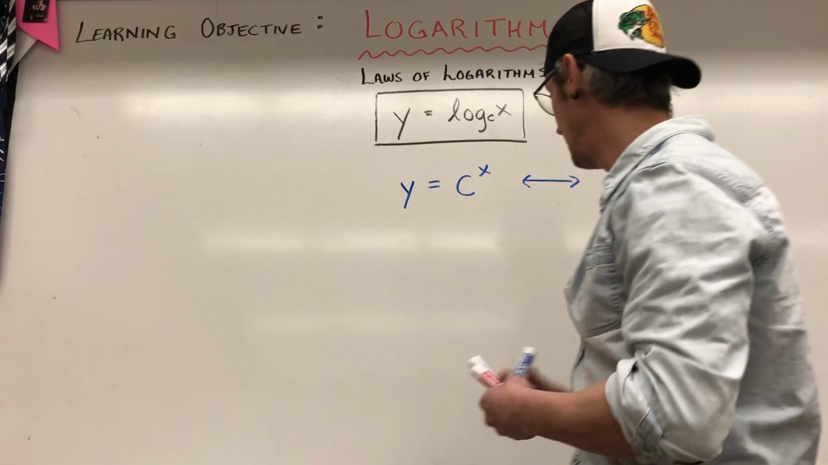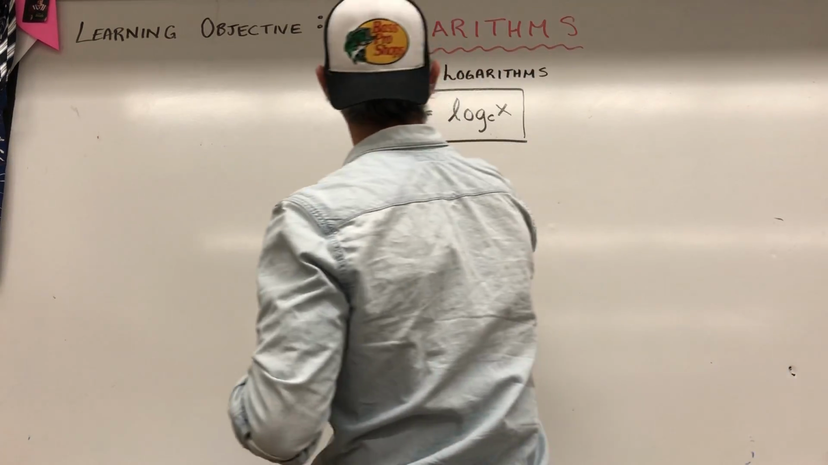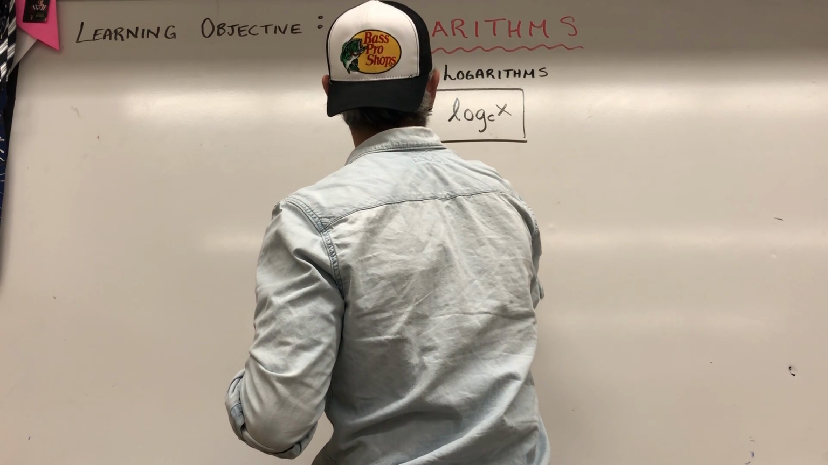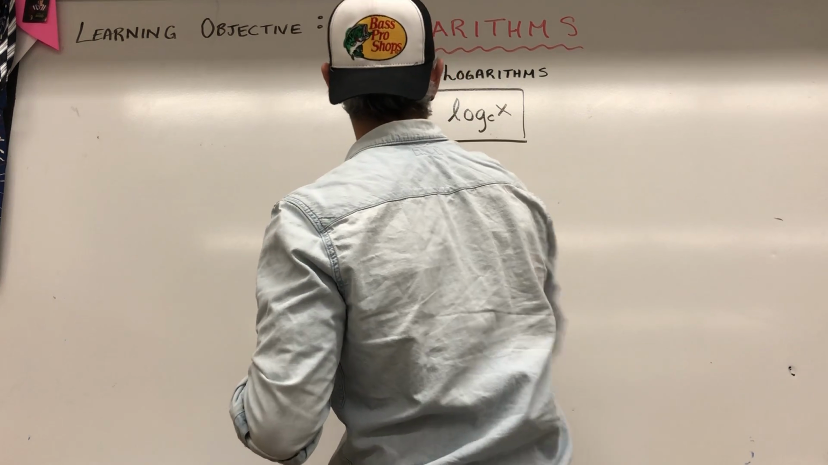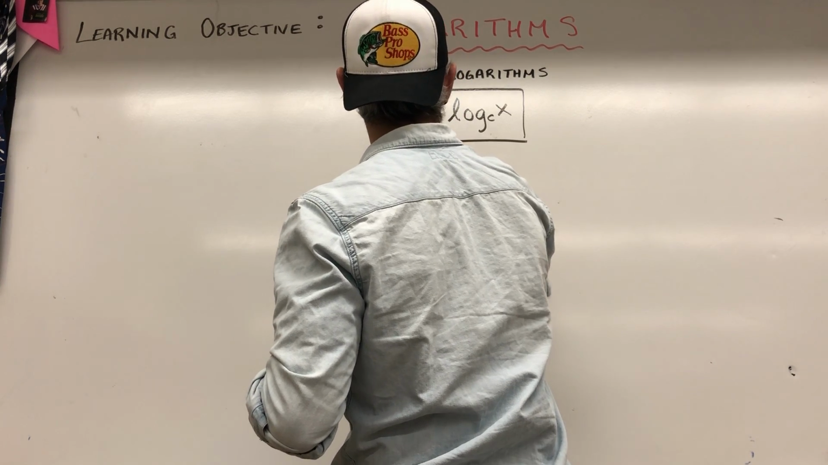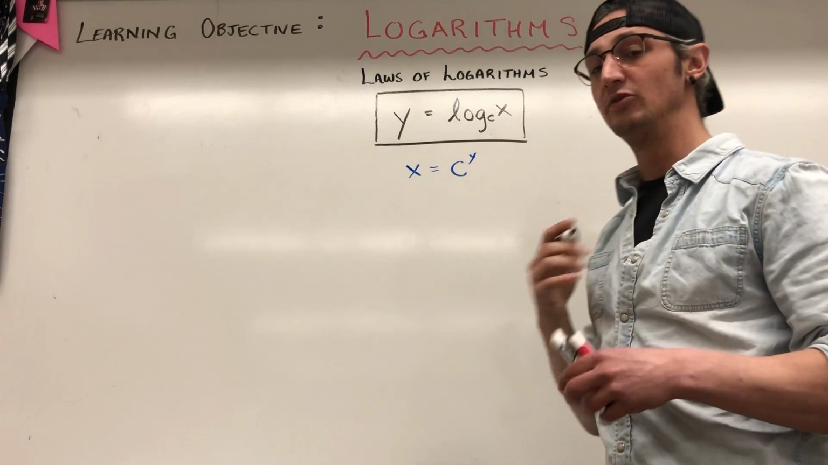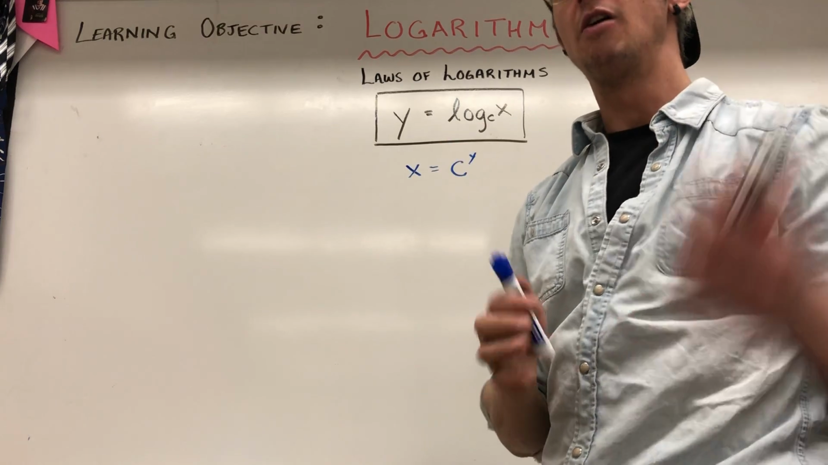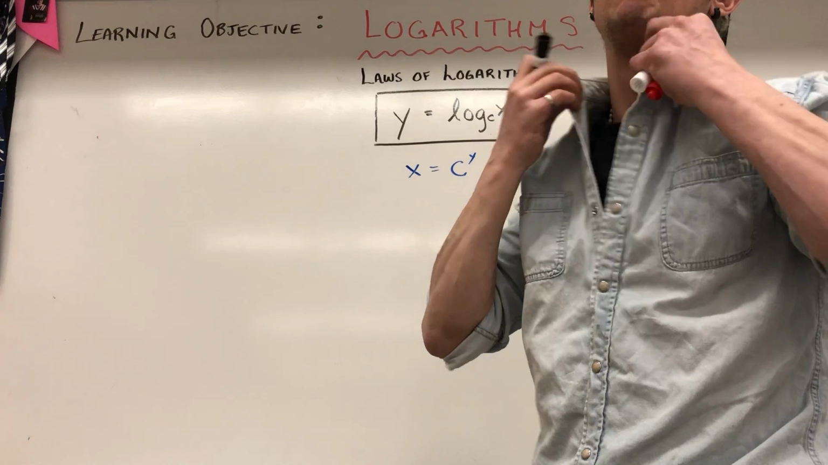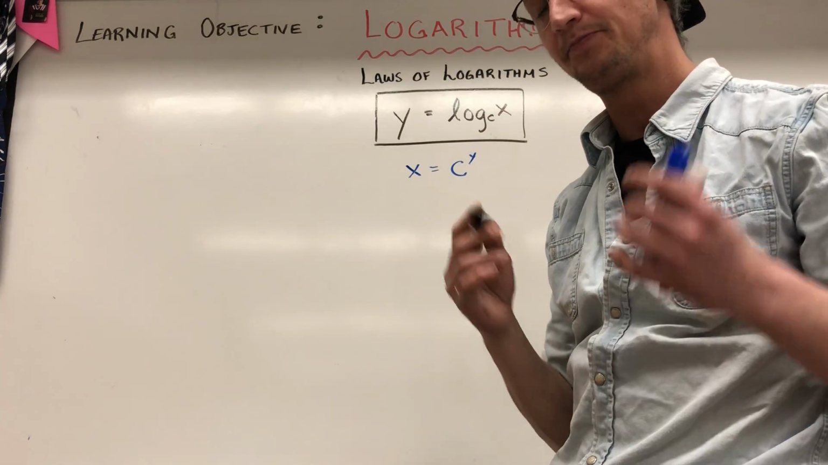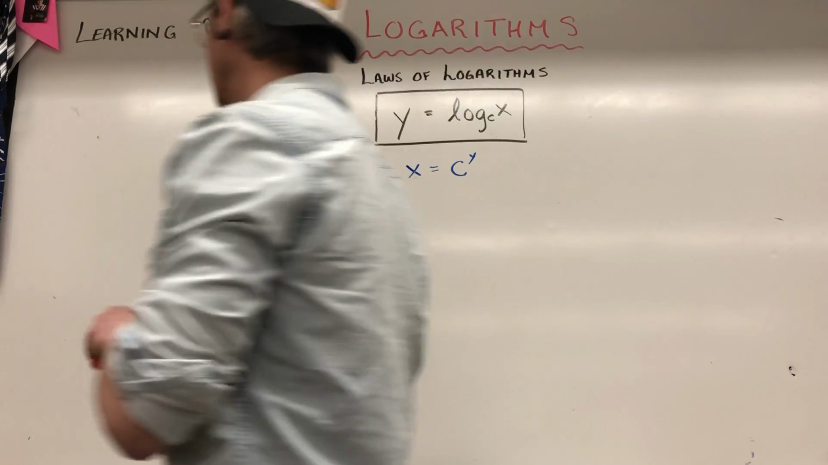Knowing that allowed us to start playing around and solving logarithms. x is equal to c to the y. So these two are the same thing. Now we're going to start talking about the laws of logarithms, because that's going to help us simplify more complex expressions involving logarithms. Quite straightforward once we know the laws. So here are the laws.